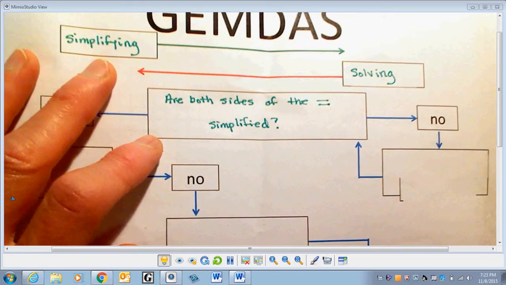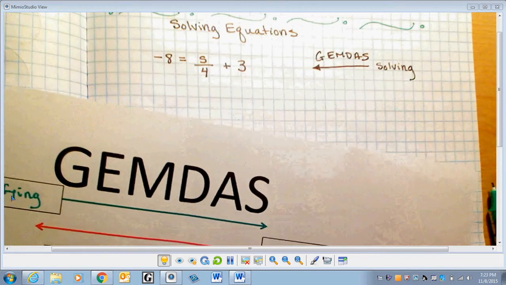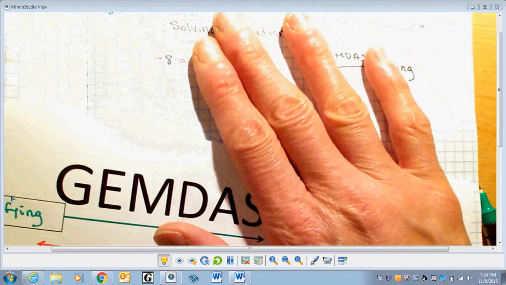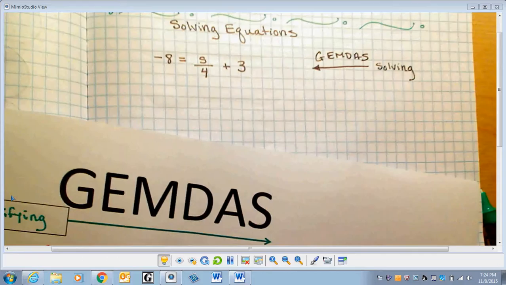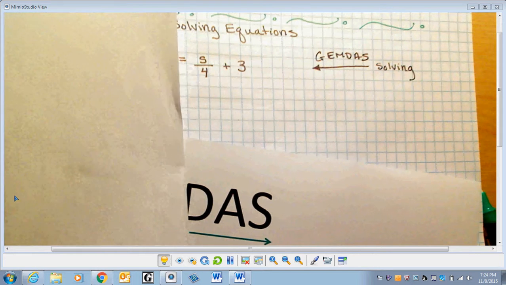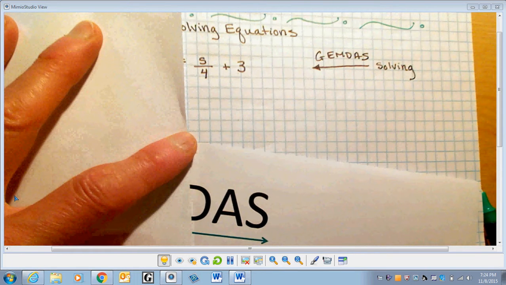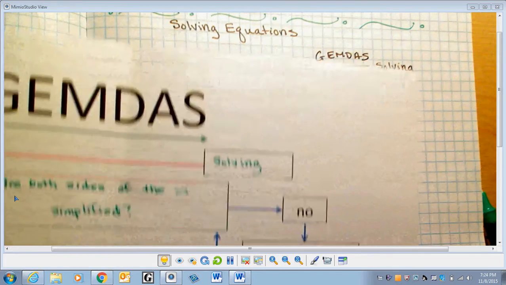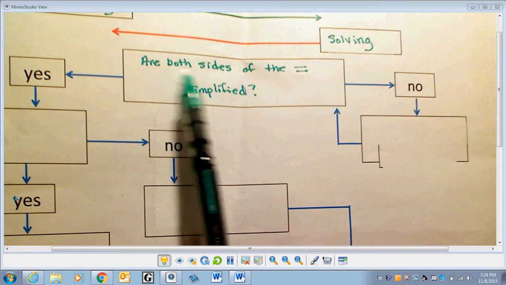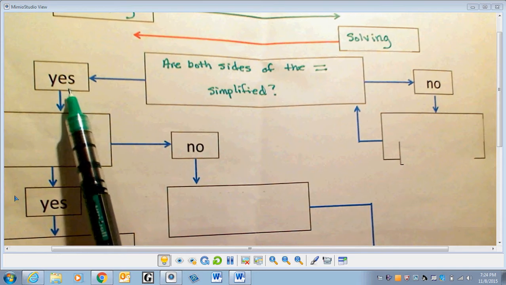Okay, so let's look at the problem that we have. I'm asking, are both sides of the equal sign simplified? If I look at the left side, I have -8. That's simplified. There's nothing more that I can do with that. If I look at the right side of the equal sign, I have s divided by 4 plus 3. I cannot combine those. I cannot divide. There is nothing I can do to simplify that. So when I ask this question, are both sides of the equal sign simplified? The answer is yes. Both sides are simplified.